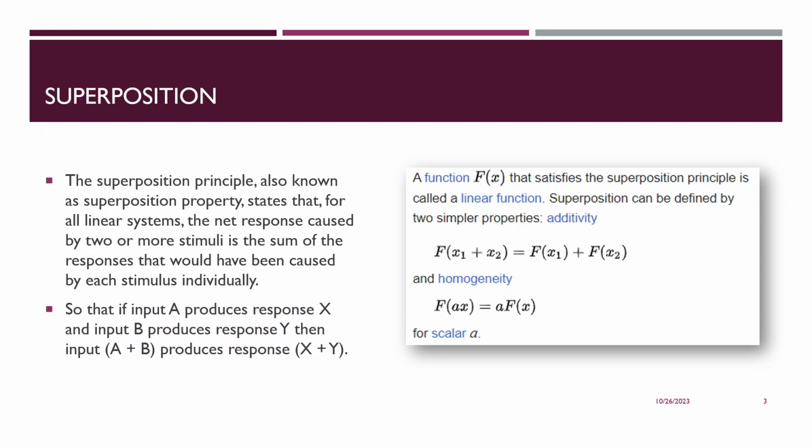But one of the things that we do want to talk about when it comes to control theory is that it's largely based on superposition, the superposition principle. That's essentially saying that for any given linear system, there's a net response caused by two or more stimuli, and that is the sum of the responses that would have been caused by each stimulus by themselves. If you write it out symbolically, input A produces a response X, and input B produces a response Y, then the input A plus B will equal the responses X plus Y.